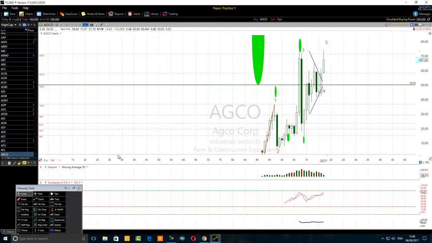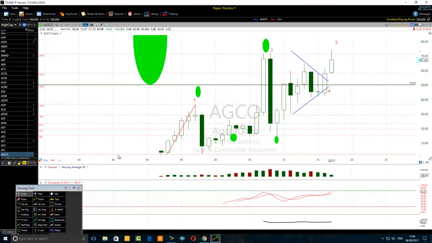So in that case, we do not restart counting the whole wave. What do I mean by that? We are not starting again, counting first wave, second wave, third wave, fourth wave. We don't do that. When the fourth wave overlaps the first wave, we do not restart counting the wave. All we are looking for is a new fourth wave.